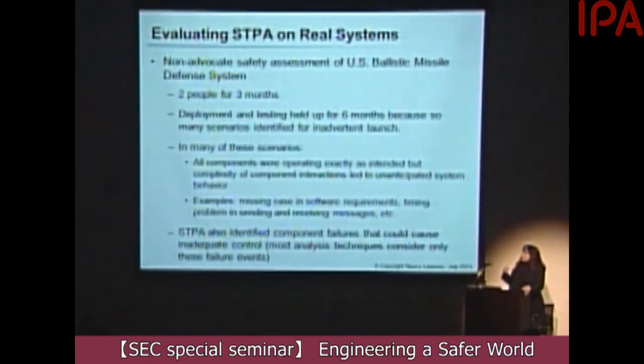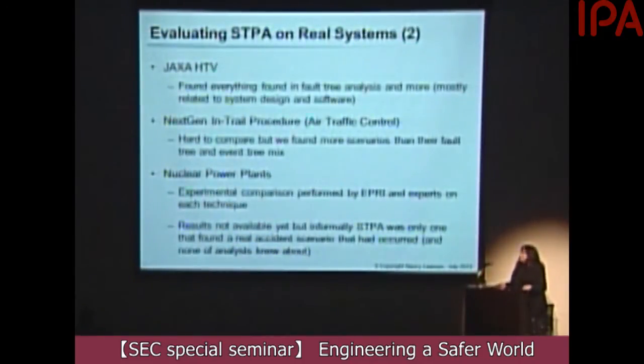We found timing problems in sending and receiving messages. So there were cases where if you sent messages in a certain order, but they were received in a different order, and we found that you could do that because they were on different communication lines, so it could happen. There could have been delays. It could have led to an inadvertent launch. STPA also identified component failures that could cause inadequate control, but all the methods can do that. So this was a big success, one of our first attempts.